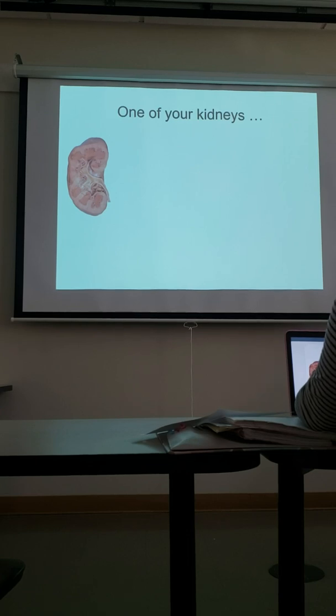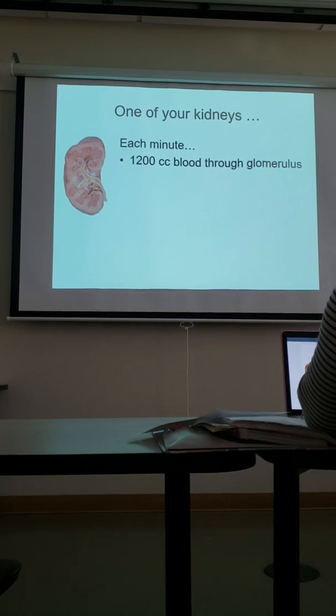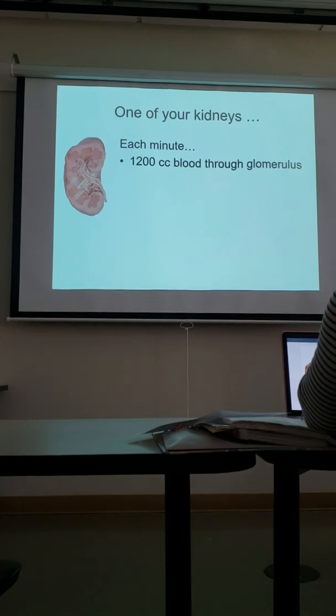So every single minute, if you look at one of your kidneys, it is filtering through 1,200 cc's of blood. Remember, cc is the same as milliliters. In the urinary system, they often reference it as cc. So just as a gauge, about 2 of these. Every minute, my right kidney has to filter about 2 bottles of blood, which is quite a bit.